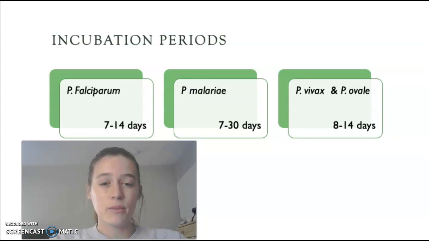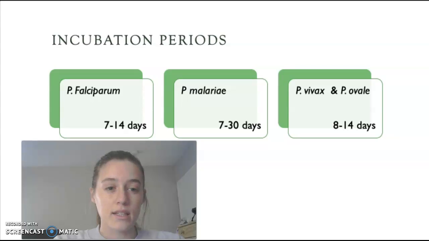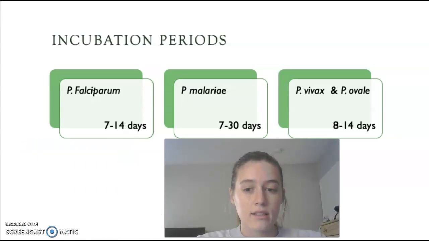So the incubation periods vary by species. For P. falciparum, the incubation period typically lasts 7 to 14 days. P. malariae typically lasts 7 to 30 days, so quite a range there. For P. vivax and P. ovale, the incubation period is 8 to 14 days. And that is the time between an infectious mosquito bite and when it would show up in a blood smear.